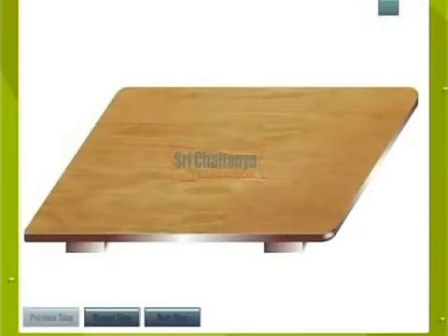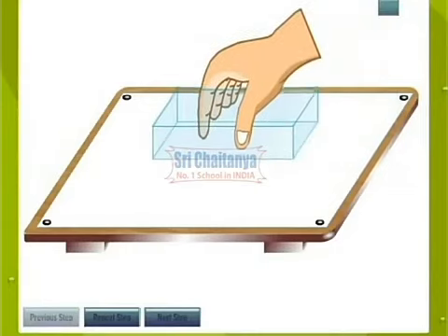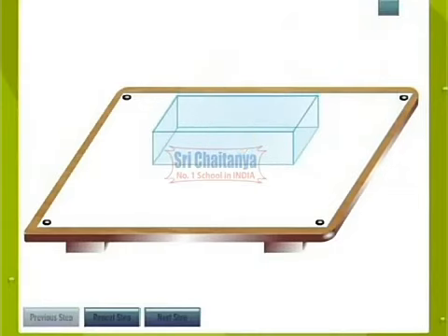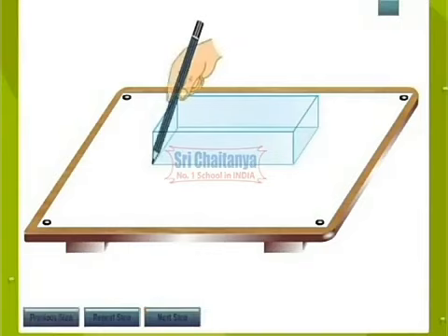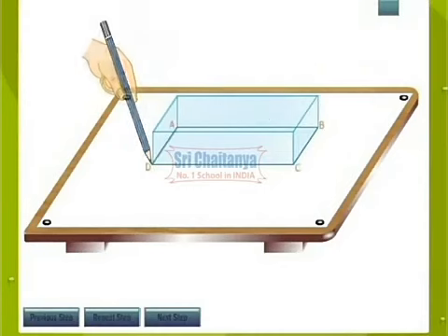Refraction of light through a glass slab. Let us now perform an experiment and find out how light gets refracted when it is incident on a rectangular glass slab. Place a rectangular glass slab on a white sheet of paper fixed on a drawing board. Trace the boundary ABCD of the glass slab.